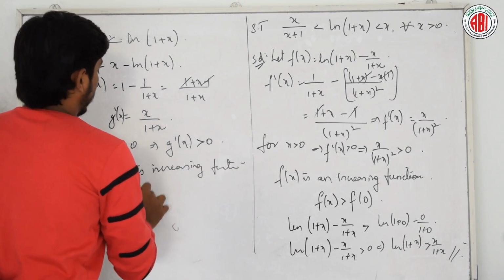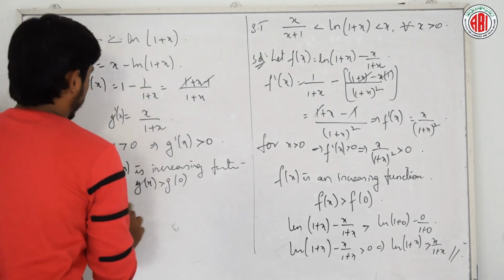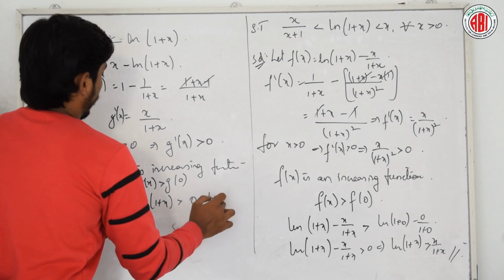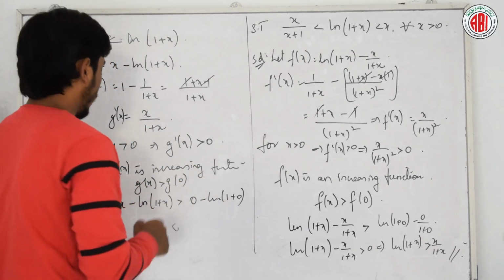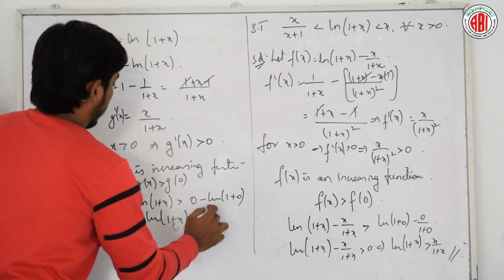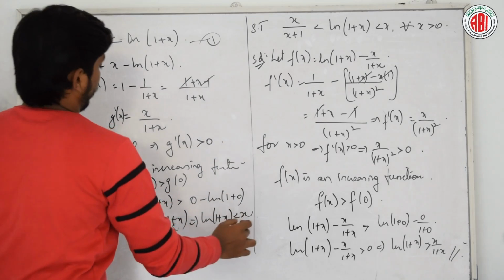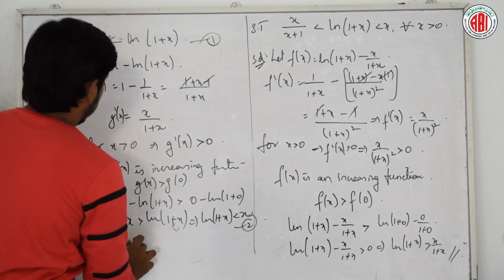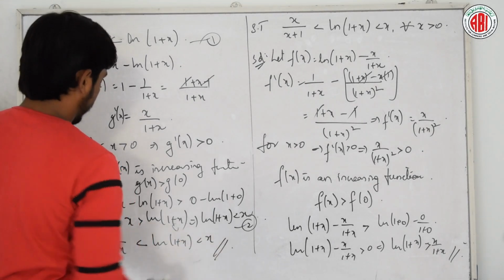Then what is the condition? g of x is greater than g of 0. Let us substitute in this. x minus ln of 1 plus x is greater than 0 minus ln of 1 plus 0. What is logarithm of 1? 0. 0 minus 0 is 0. Therefore, x is greater than ln of 1 plus x. Similarly, ln of 1 plus x is less than x. Now, combine this 1, 2, I can write it as x by 1 plus x is less than ln of 1 plus x is less than x.